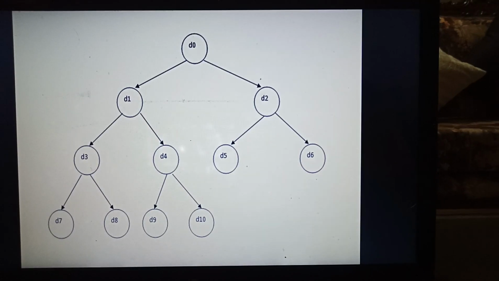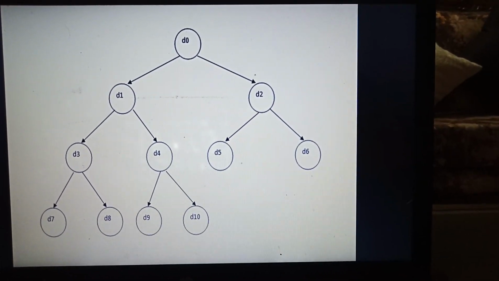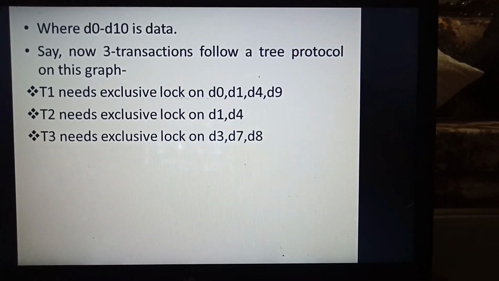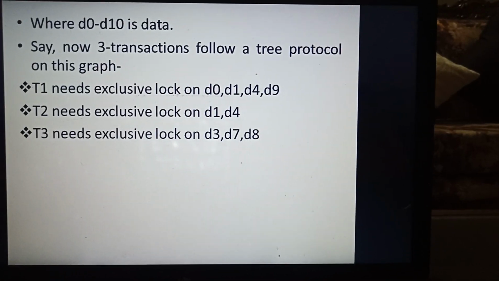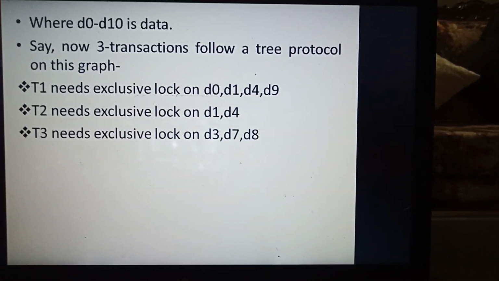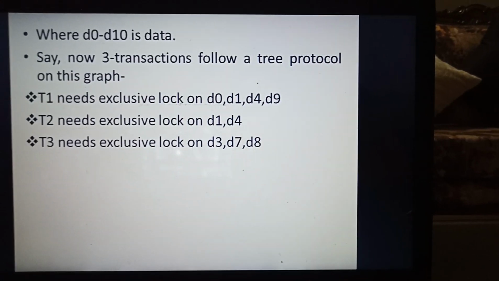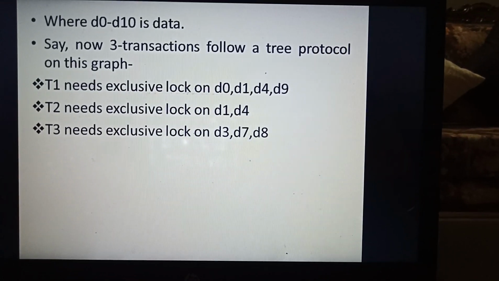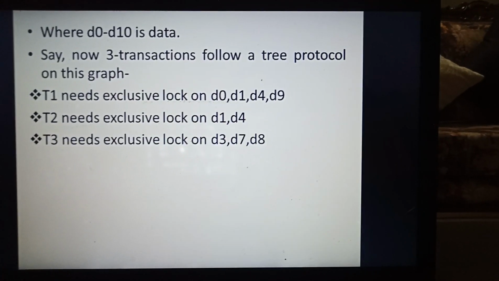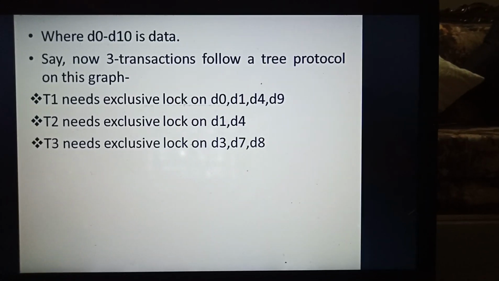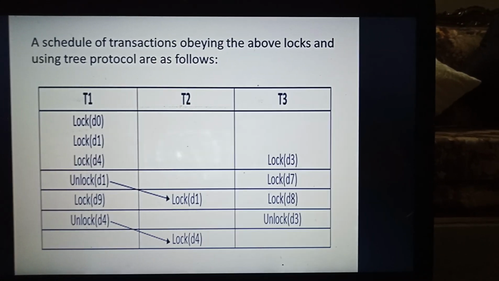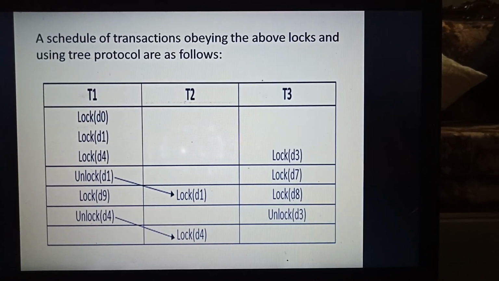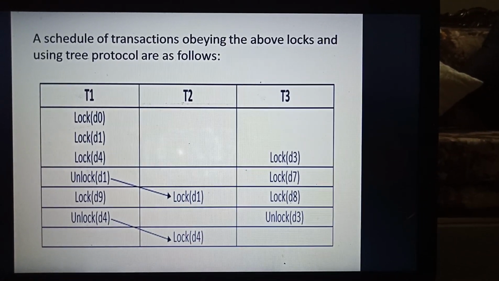So you can see this structure here from D0 to D10, all the nodes are data items. Say now three transactions follow the tree protocol on this graph. T1 needs exclusive lock on D0, D1, D4 and D9. T2 needs exclusive lock on D1 and D4, and T3 needs exclusive lock on D3, D7 and D8. Now a schedule of transactions obeying the above locks and using tree protocol is as follows.